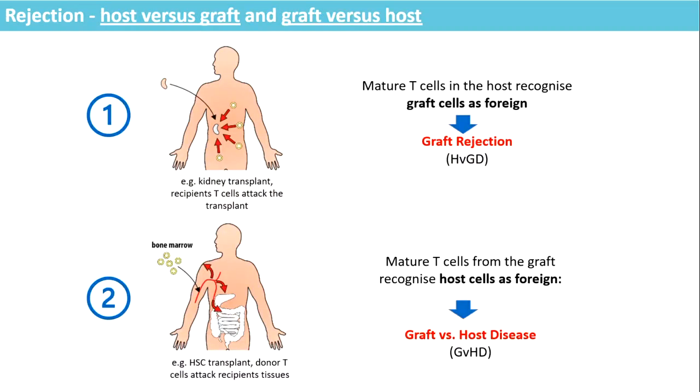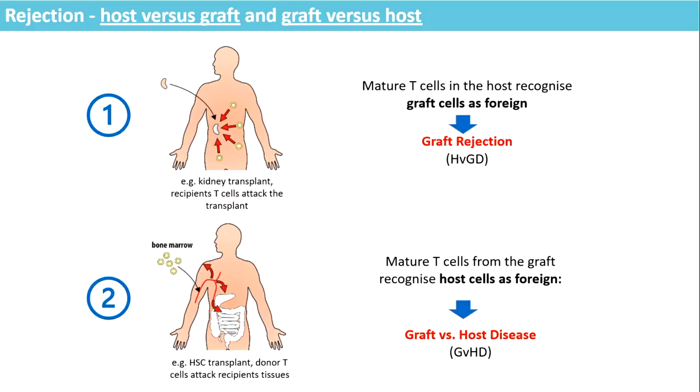Now, when it comes to rejection, we can classify it into two main processes. We actually touched on these a few weeks ago, so hopefully you remember that. The first one is host versus graft. This is where we've got the mature T cells in the host that are recognizing the graft tissues as foreign, and then we're getting an immune response mounted against that. This is also more widely known as graft rejection, and obviously that's what we'll focus on today.